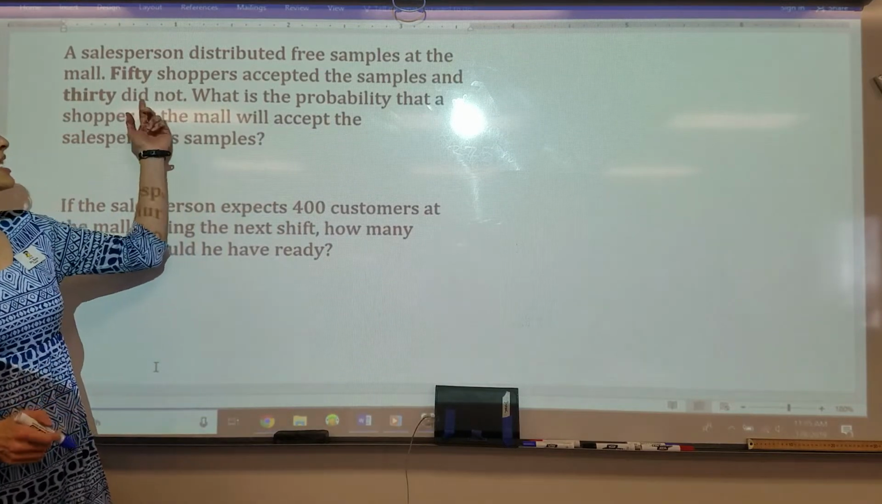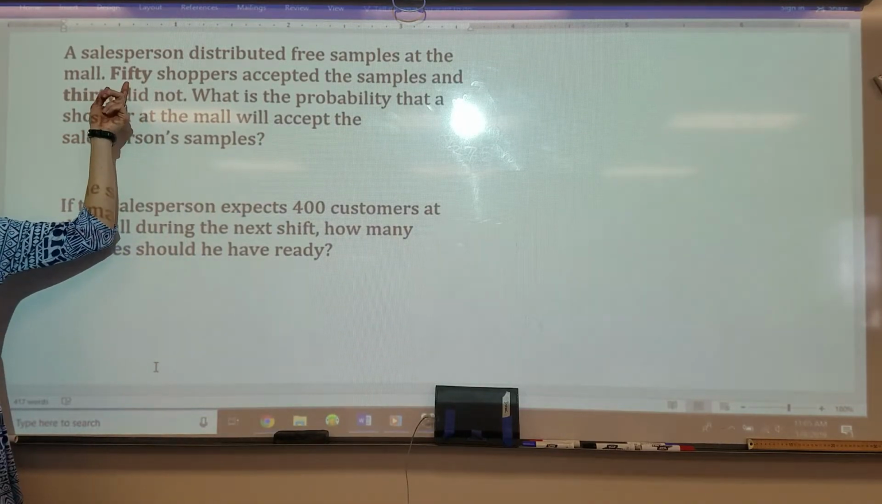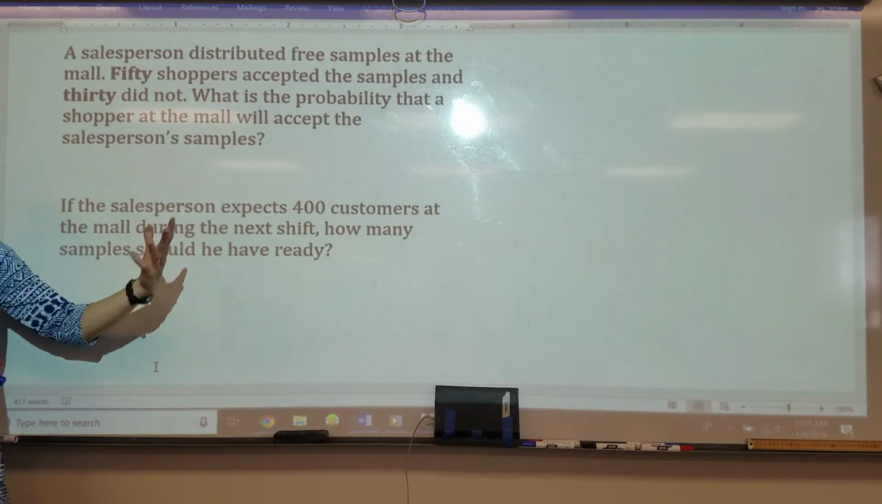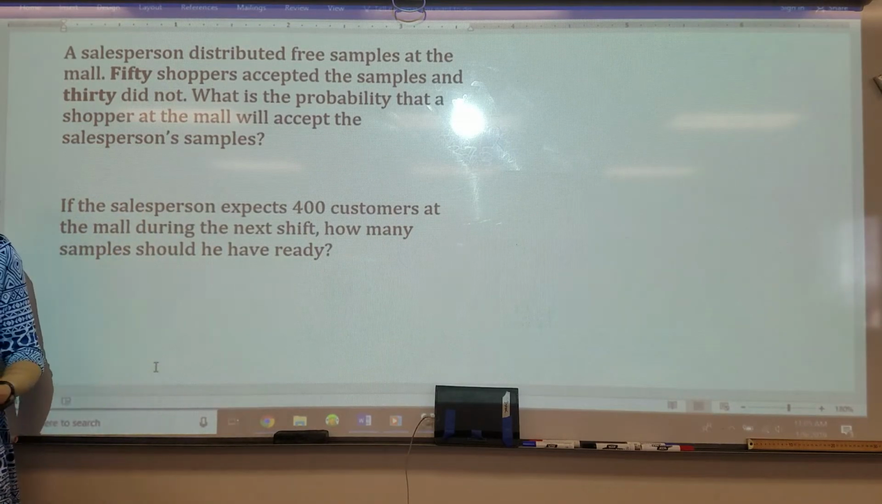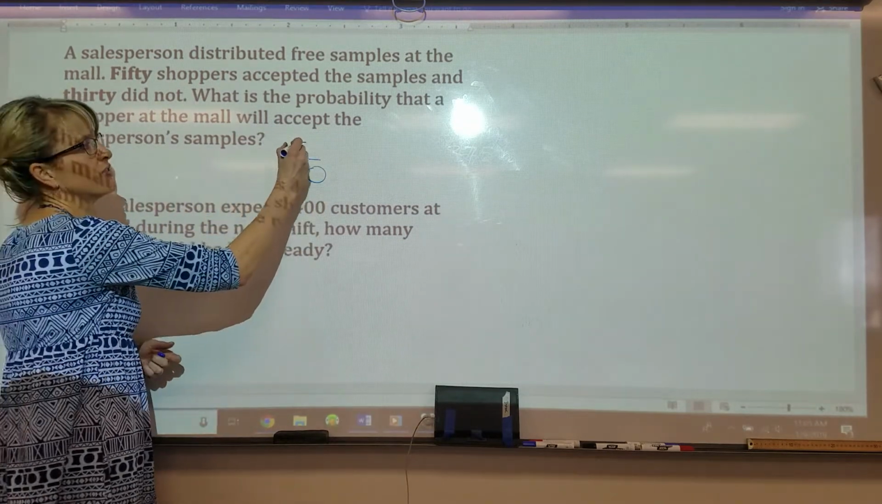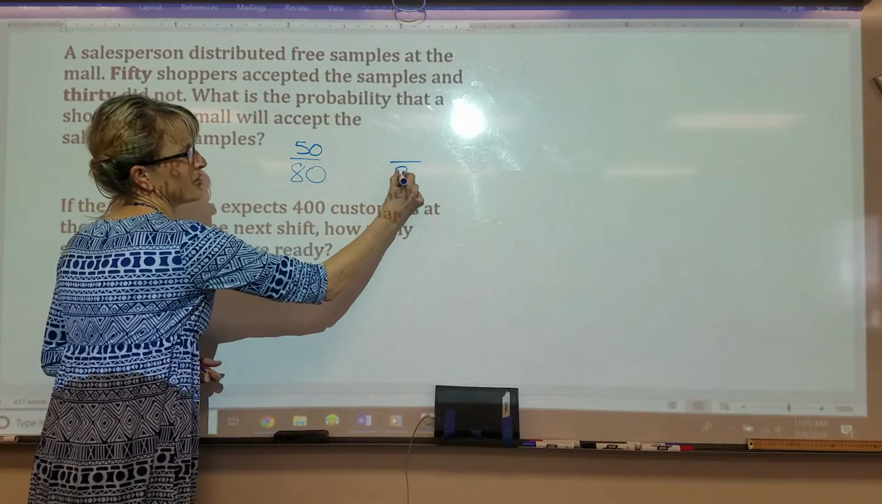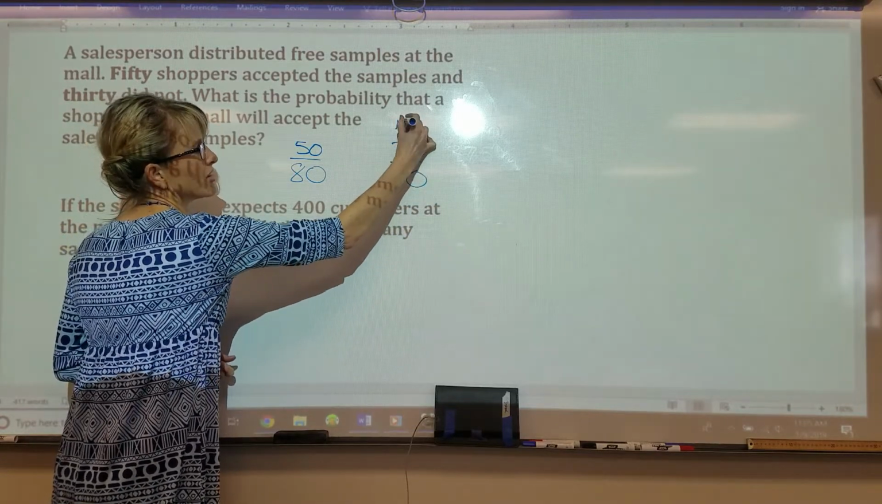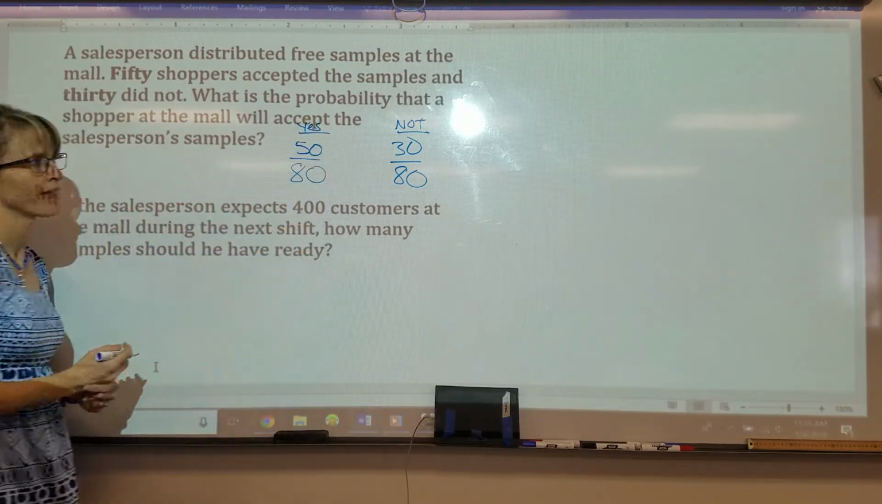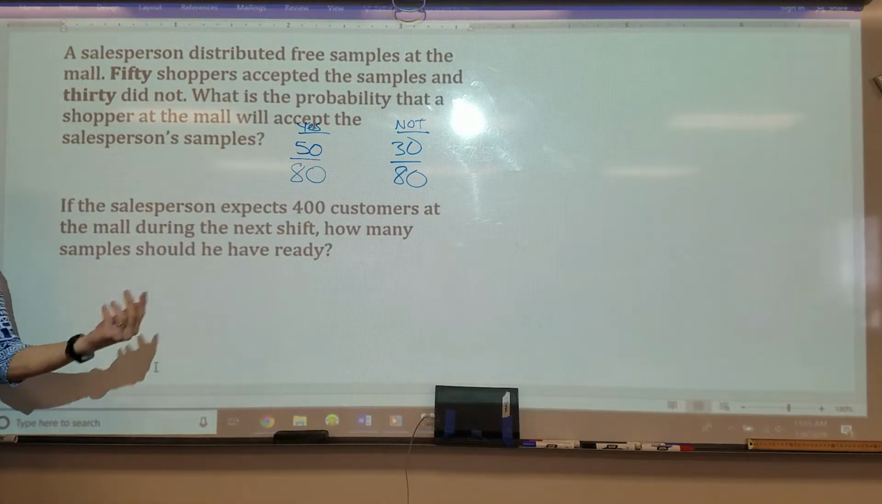Well, this guy, he's got 50 people took his flyer. 30 people didn't take his flyer. So that means in all, he had 80 people walk past him. Out of 80 attempts, he had 50 successes. Out of 80 attempts, he had 30 that did not take the flyer. What percentage of people took his flyer?